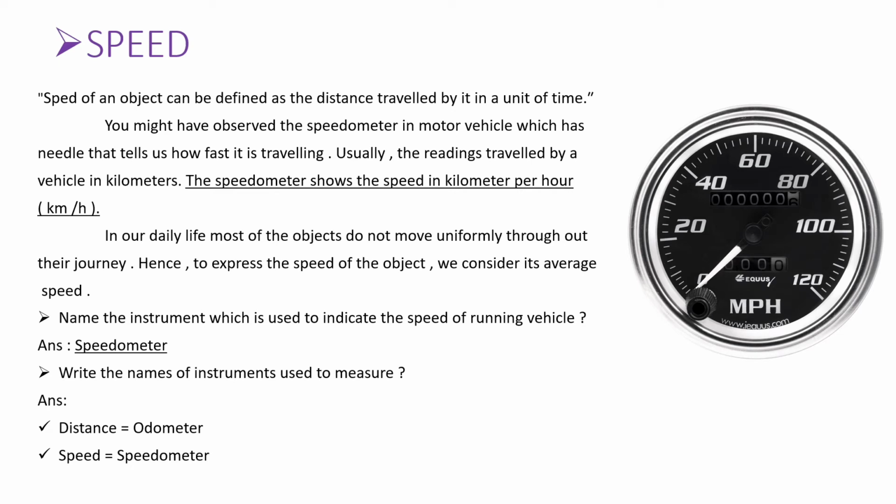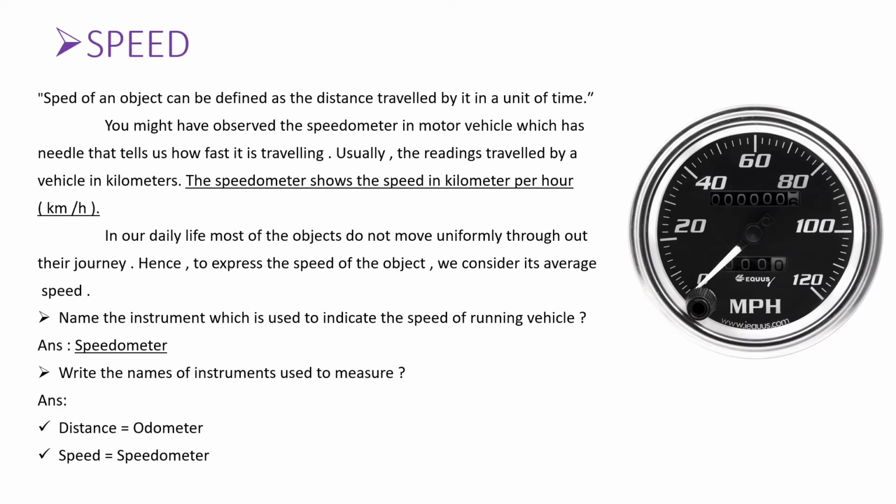Speed. The distance travelled by an object in a unit time is called speed. The basic unit of speed is meter per second. Speed formula: speed equals distance by time.